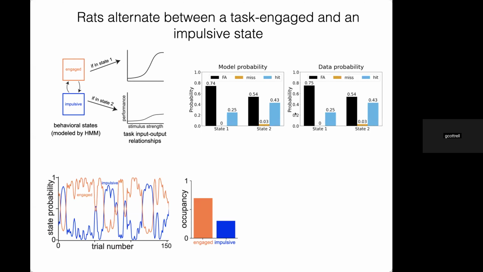The model captured, we can look at things like what are the probabilities of different outcomes in these states. That's what we actually fit. And as you'd expect, in the impulsive state, lots of false alarms, they respond too soon. In the engaged state, they're more likely to stay on task. They're still pretty false alarm prone, at least in this set of sessions.